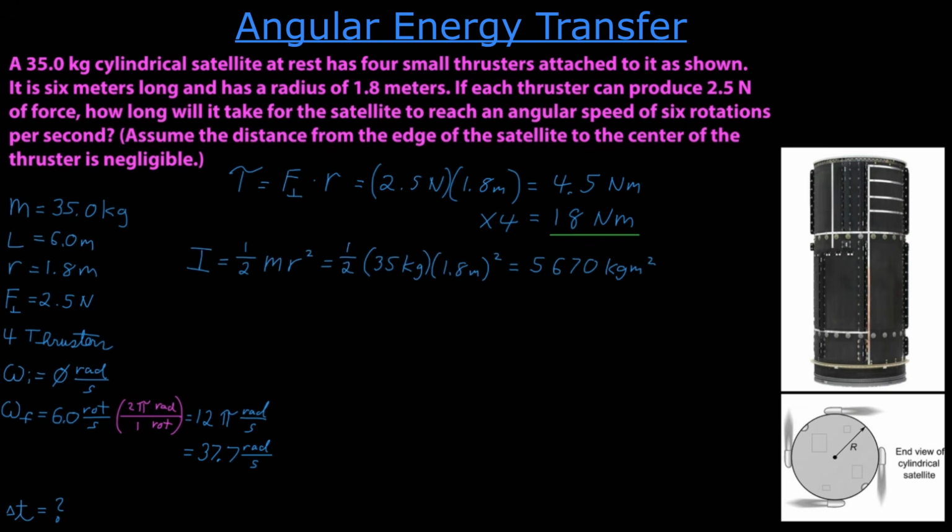We will get the moment of inertia. It is the shape of a cylinder or puck. The equation for that is 1/2 mr squared. So 1/2 35 kilograms times 1.8 meters squared. And we have a moment of inertia of 5670 kilograms meters squared.